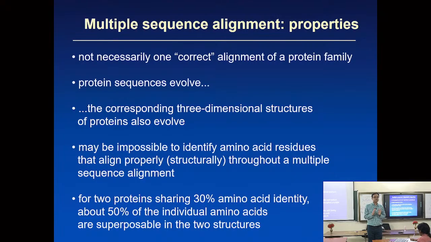Protein sequence 30% identity, structures 50% identity. What does it mean? The amino acids mutated in such a way that their functions can be conserved. Structure may change, but an aromatic will convert to another aromatic, and positive amino acids convert to positive amino acids. So these are physicochemical properties, but structures are more complex that way.